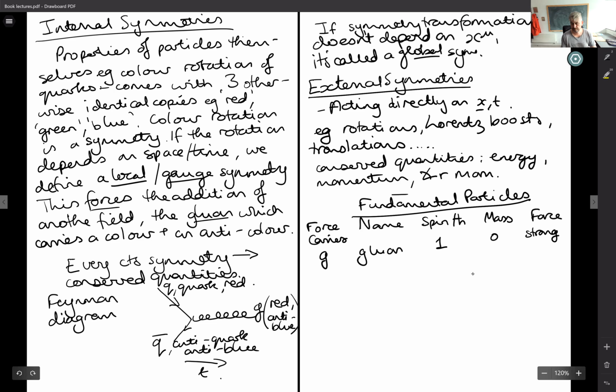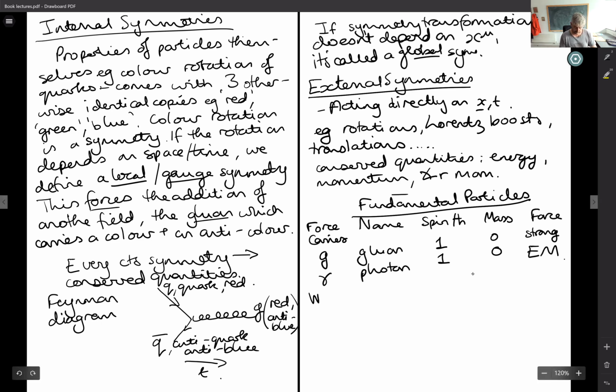It's called the gluon because it glues quarks together in a proton, for instance, and it's a strong force. Gamma is the photon. This carries electromagnetism. It's got spin 1 and its mass is 0.